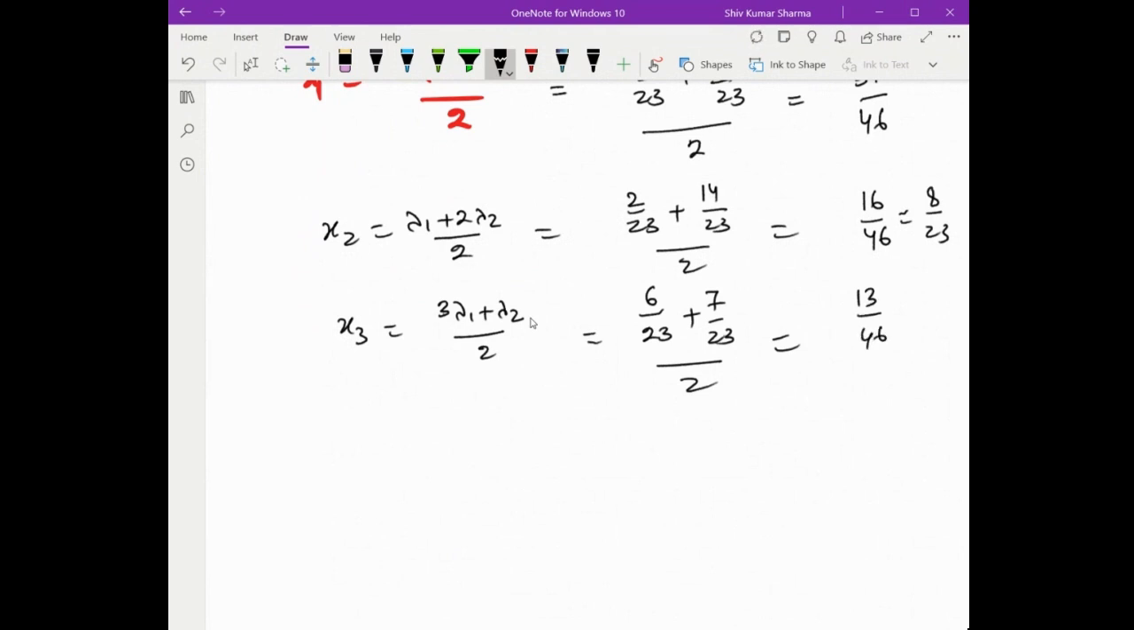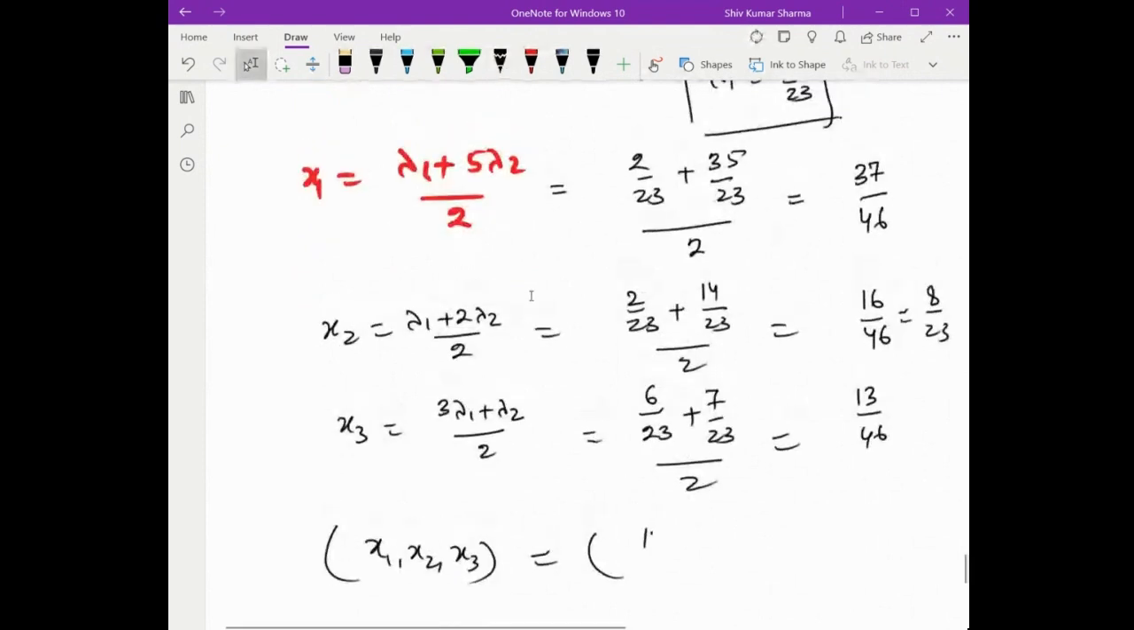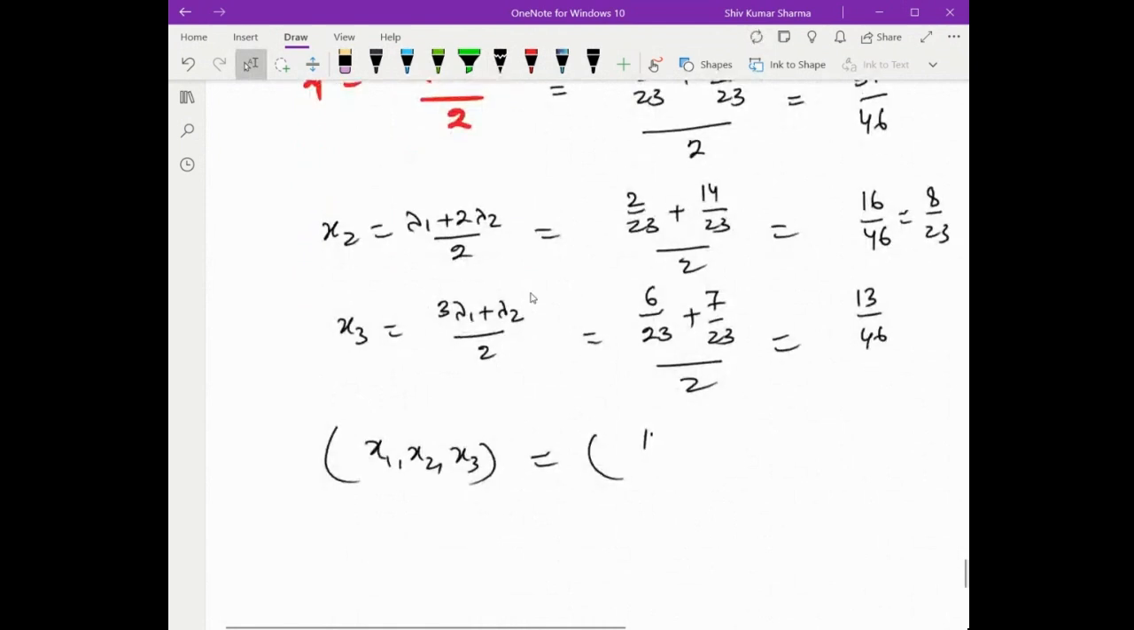These are the values of x1 x2 x3. So we have determined all the values, the stationary values. That means we write in the form x1 x2 x3, so this is 37 upon 46, 8 upon 23 and 13 upon 46. So these are the stationary values.